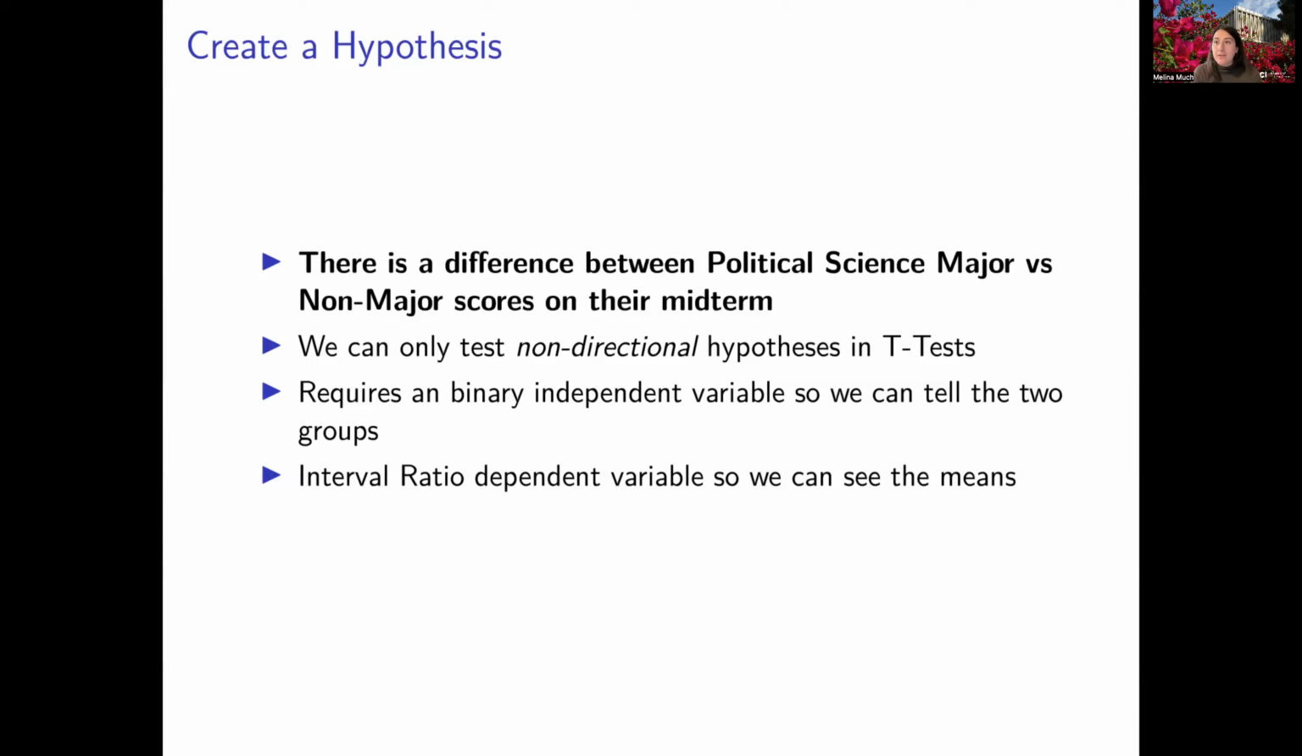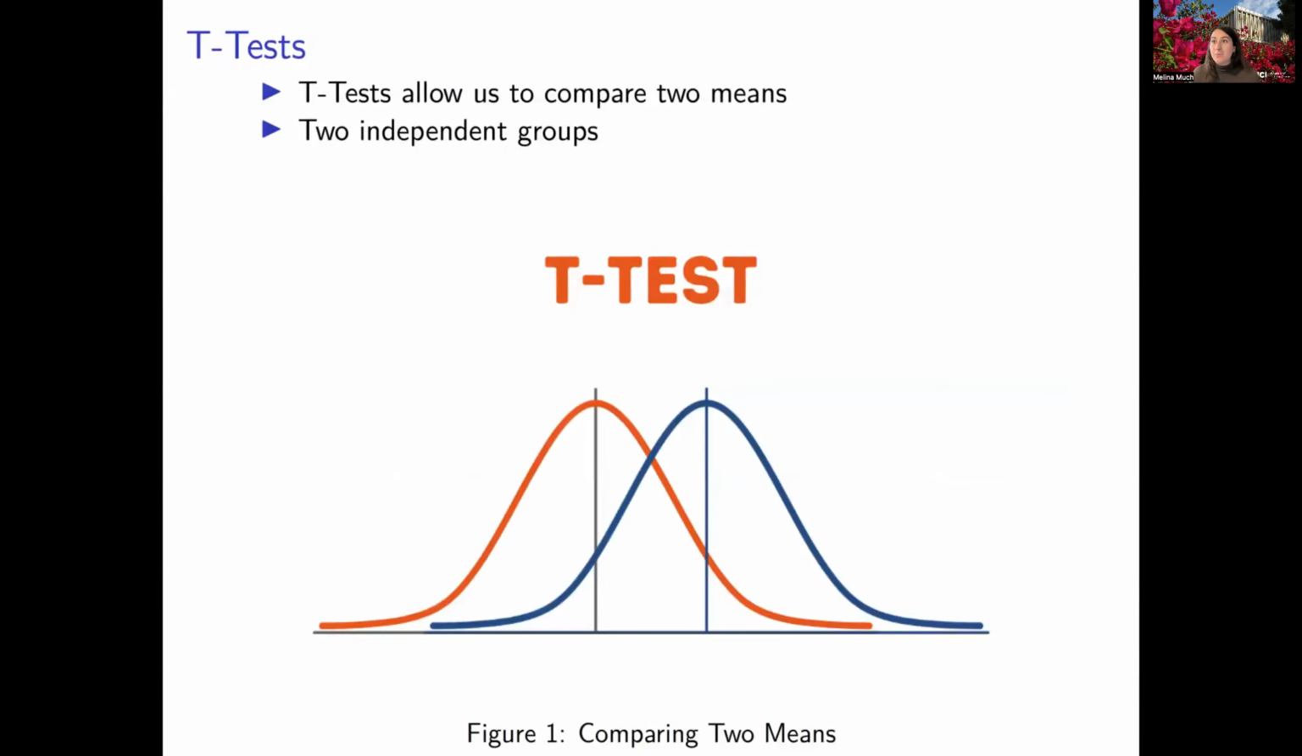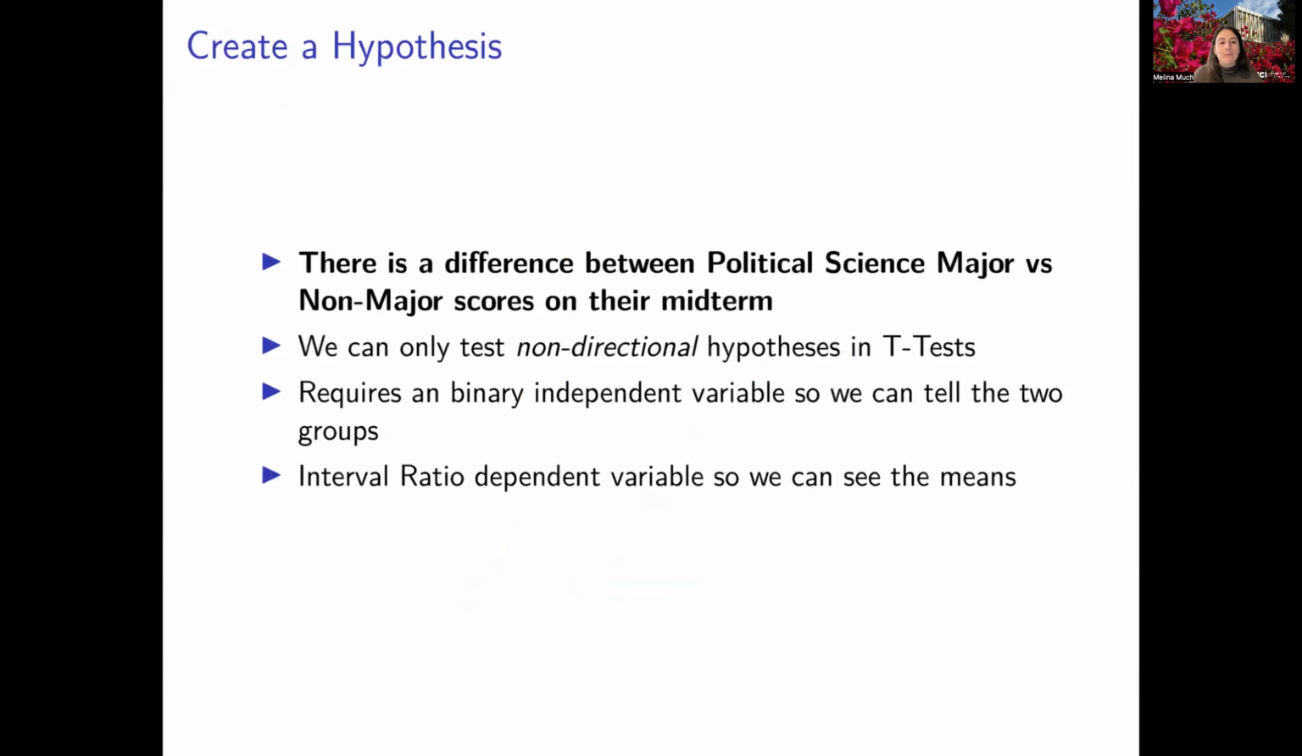So I think if you think through the intuition of our hypothesis and what's happening in a t-test, right, if we're comparing means of two groups, to have means, we have to have interval ratio. To have groups, we have to have categorical. Okay, so our working hypothesis is going to be comparing the means of the different majors' performance on their midterm.